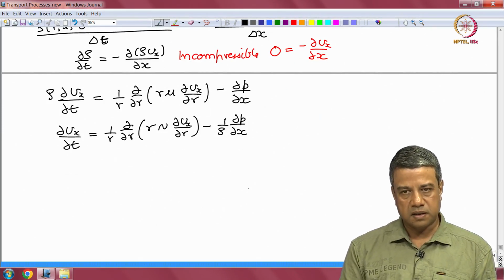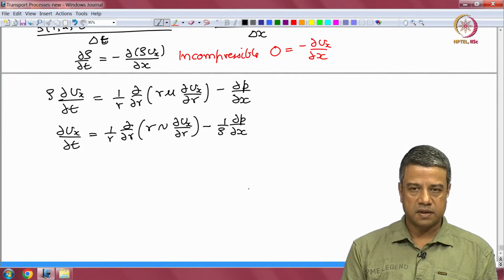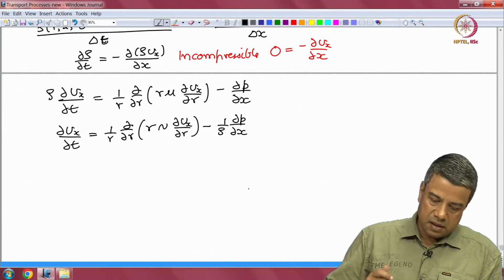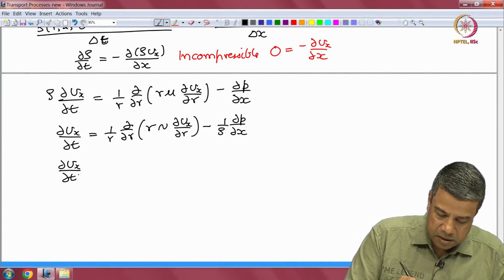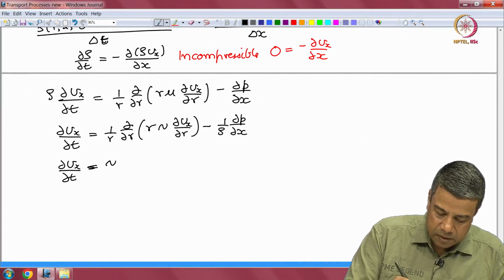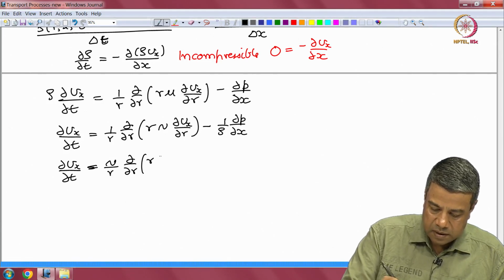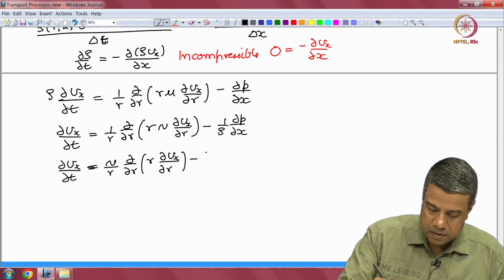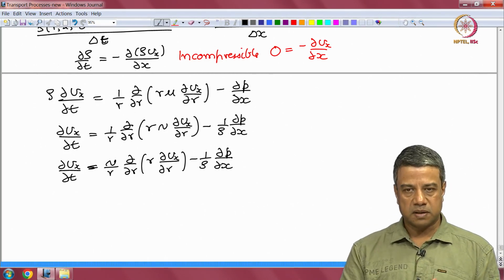And if in addition the viscosity is also a constant, then the equation becomes partial Vx by partial t is equal to nu by r partial by partial r of r partial Vx by partial r minus 1 by rho partial p by partial x. That is the momentum conservation equation for the flow in a pipe.